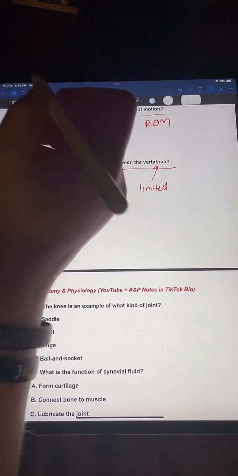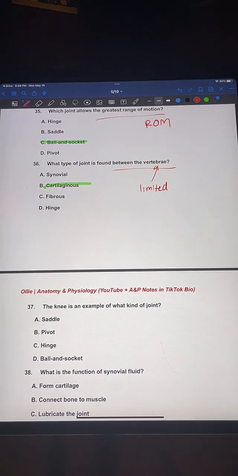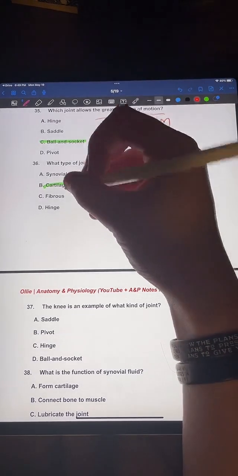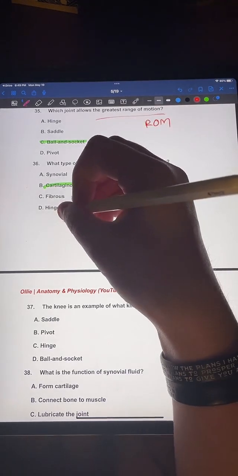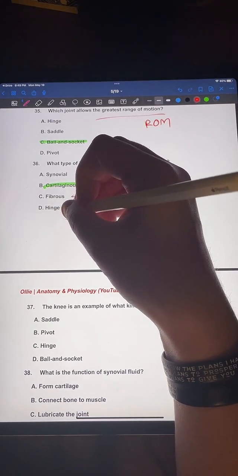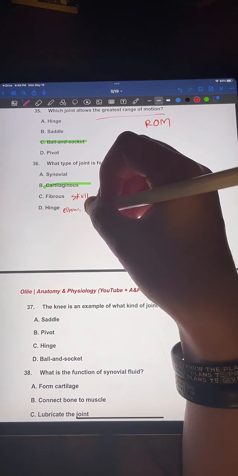36, the answer is B. It is cartilaginous. So intervertebral discs are cartilaginous. Synovial is a freely movable joint, so this is the reason you can't bend over backwards crazy and twist around four times. Fibrous are immobile joints, meaning you would not be able to move your back at all. That's like what's in your skull. Hinge, again, that's what our elbows and knees would be.